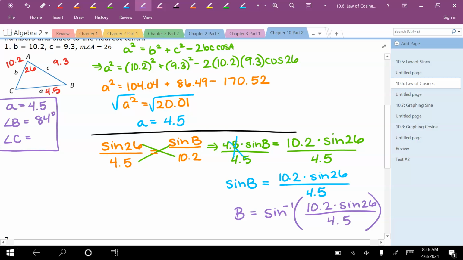So then for C, now that I know 2 out of the 3 angles, and we know that triangles have to add up to 180 degrees, I'm going to take 180 and subtract 26 and 84 to get my angle C. And that's going to come out to be 70 degrees.